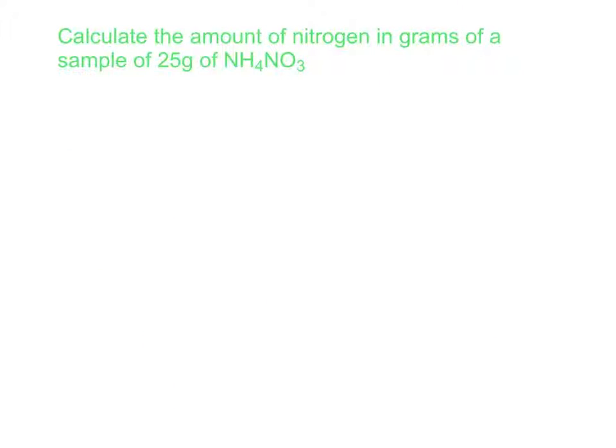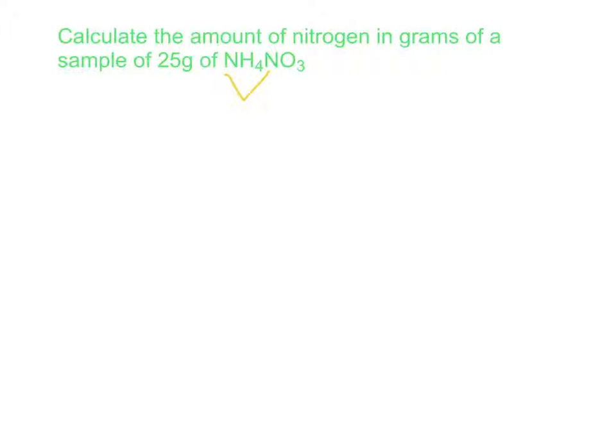Alright, so this question says calculate the amount of nitrogen in grams in a sample of 25 grams of NH4NO3. So the first step, there's multiple ways to do this. I'm going to do this using percent composition. So first we need to find the percent of nitrogen inside this composition.